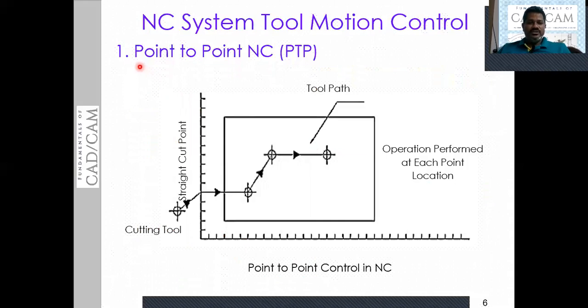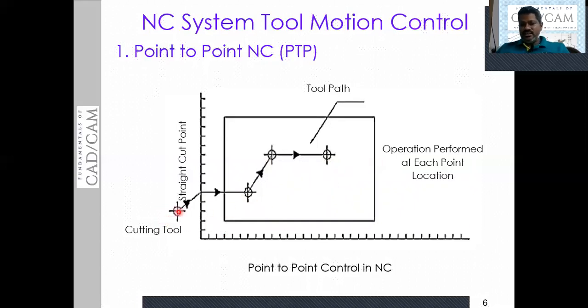That we will try to see in this figure. As you can see, assume that this is your work plane. On this plane, we have four points. This is the starting point of the tool. This is your first location, second location, third location, and fourth location. In this figure, the tool is moving from the starting point to the end point, covering the four points.